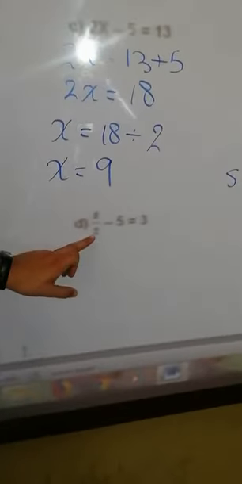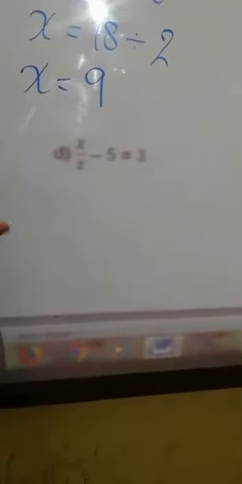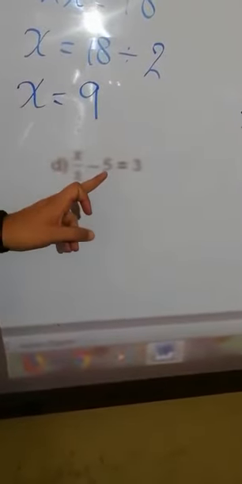Let's move to example number D. Example number D says x over 2 minus 5 equals 3. I have here divided and minus. I have to ask myself first, which number moves first? Divided 2 or minus 5?